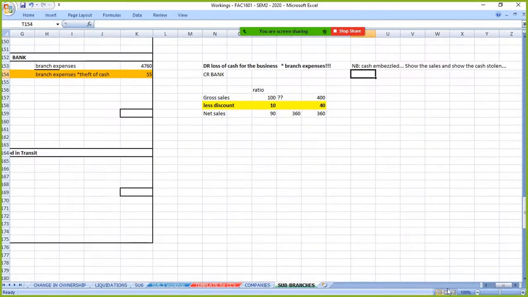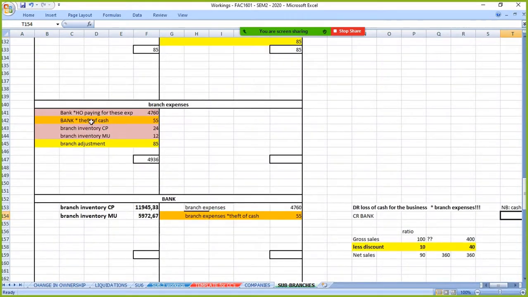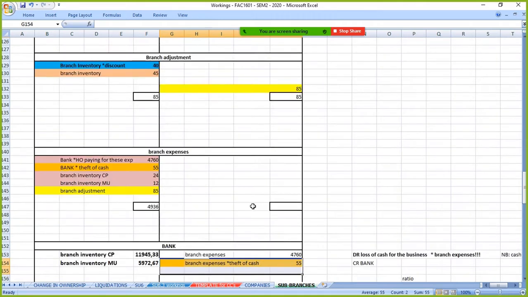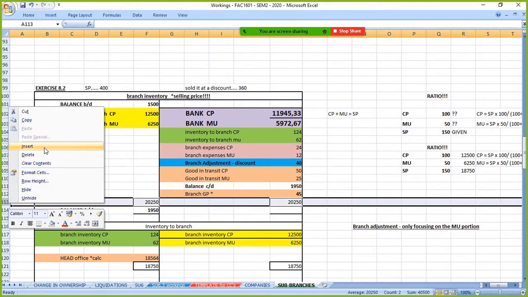Okay, when we looked at the embezzlement, we said the cash would have been the branch expenses. There, see, branch expenses, 55 Rand. That is what we had done, and that's what we had done in terms of bank. The only thing we had missed was the 55. So I'm actually going to go back and update my solution because we've read something here.